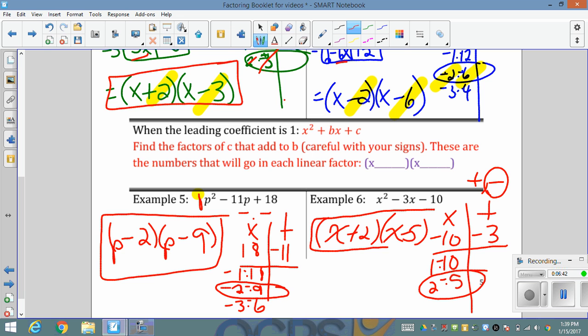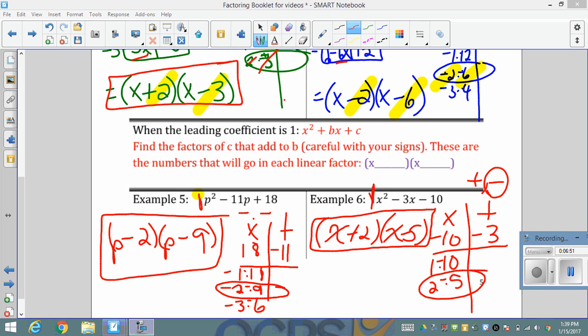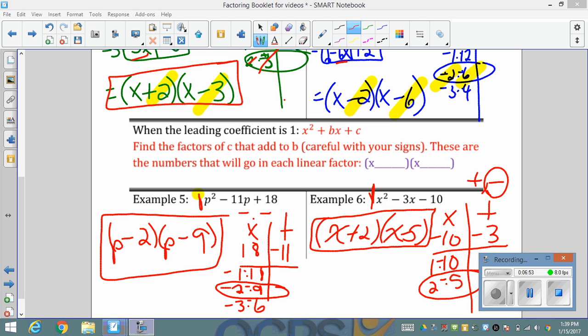I'm going to say one more time, I can only do this shortcut method when my leading coefficient is 1. If my leading coefficient is anything other than 1, I have to go through all of the steps of multiplying a times c, finding your factors that add to b, putting it in the box.